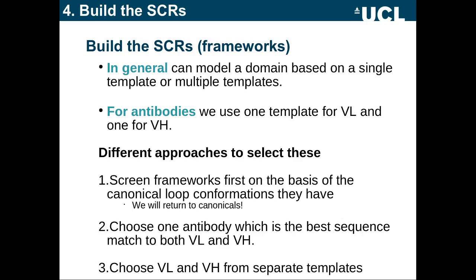In the general case, we can model a domain based on a single template or on multiple templates. In the case of antibodies, what we generally do is just use one template for the VL domain, the light chain domain, and one for VH, the heavy chain domain. Again, there are different approaches to select which structurally conserved template we're going to use. We can screen the frameworks first on the basis of canonical loop conformations.